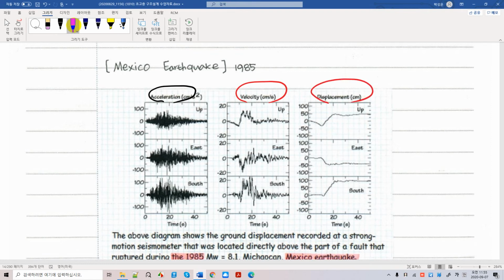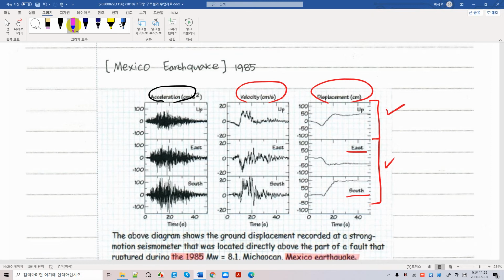For these three responses, we have how many horizontal accelerograms? Two horizontal and one vertical accelerogram. The two horizontal records are east-west and north-south, and then up. And we saw that already.